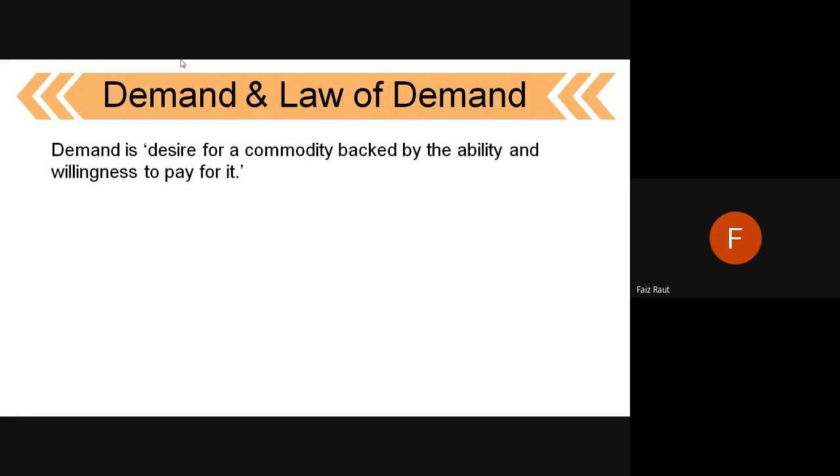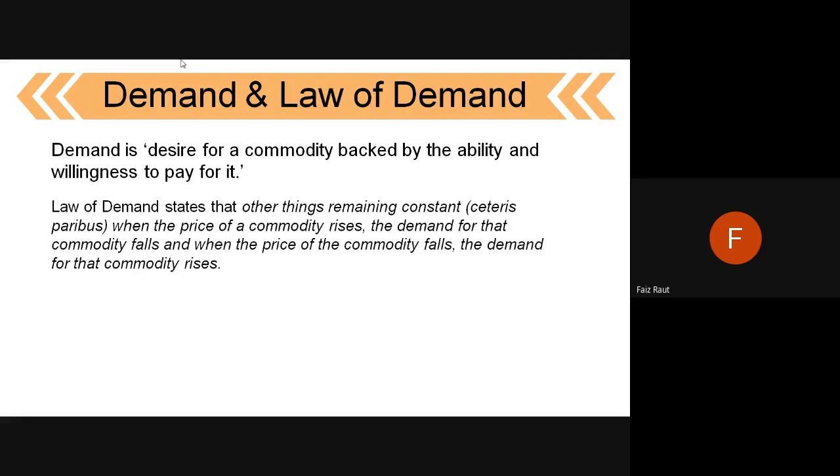He will have a willingness to pay for it, he'll have the ability, he'll have the money to pay for it, but if he doesn't desire to buy that car, then the demand will not be met. So for demand, both the things should be there. Desire bhi rehna chahiye, and paisa bhi rehna chahiye. So both the things should be there. Desire and willingness and ability to pay for that demand. So if both are there, then the demand will be met. And as per the law of demand, the other things remaining constant, when the price of the product rises, the demand for that commodity falls. Okay, price of the product rises, demand for that commodity falls, and vice versa. When the price of the commodity falls, the demand for that commodity rises.